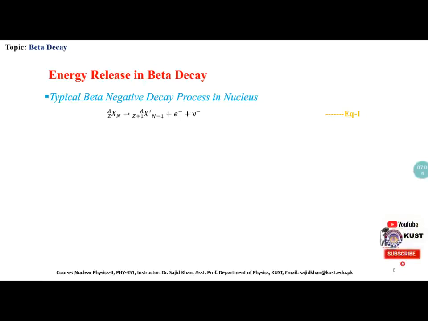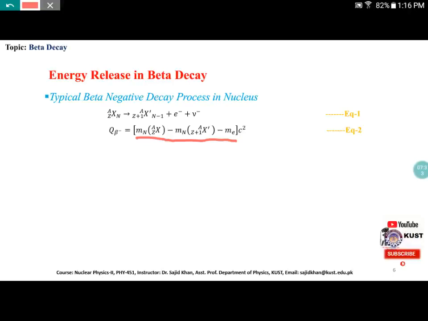These are electrically neutral, and their mass is negligibly small, and for practical purposes we can consider the mass of the neutrino as zero. So in order to find the energy released, we take the energy difference between the product and the initial nucleus times c square. It gives the energy coming out during this process.